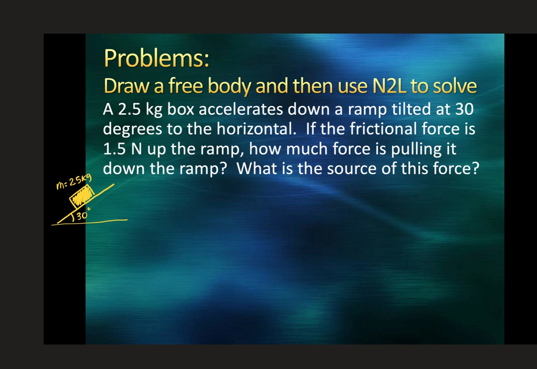So a 2.5 kilogram box, already I am seeing a nice number, 2.5 kilograms, accelerates down a ramp tilted at 30 degrees to the horizontal. That's important. If the frictional force is 1.5 newtons up the ramp, how much force is pulling it down the ramp, and what is the source of this force?